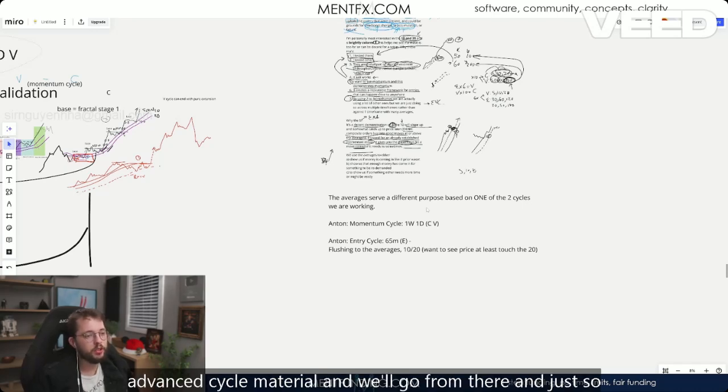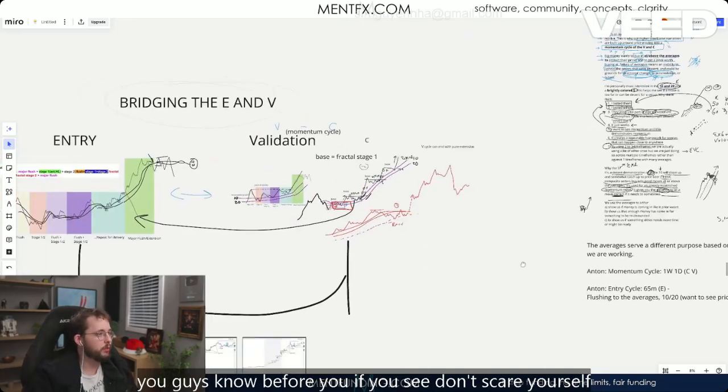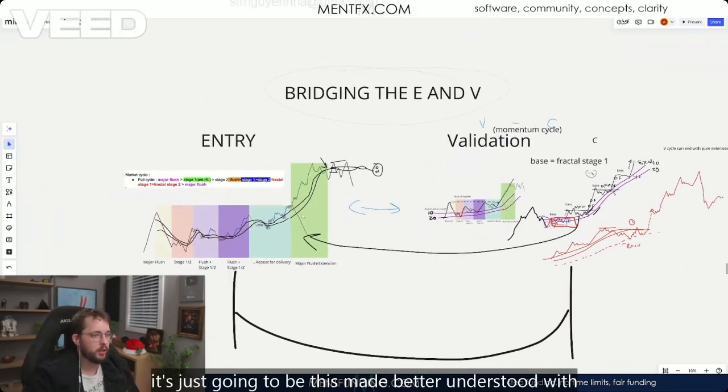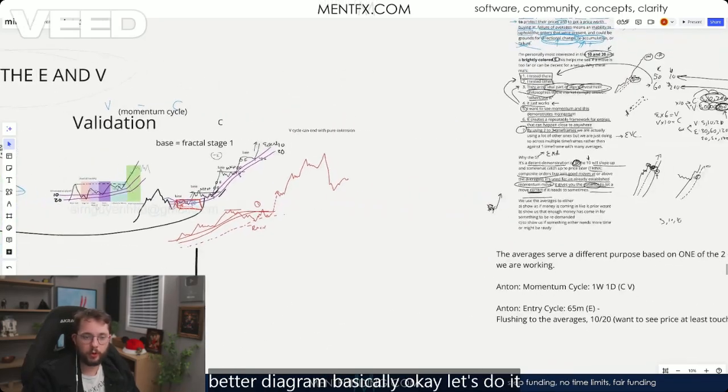Yeah, and now we can get into advanced cycle material, and we'll go from there. And just so you guys know, so you don't scare yourself, it's just going to be this made better understood with better diagrams, basically. Okay, let's do it.